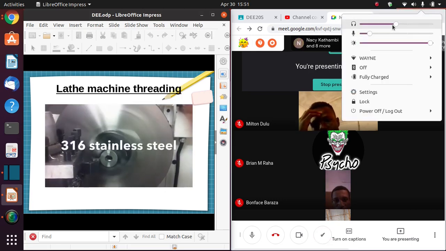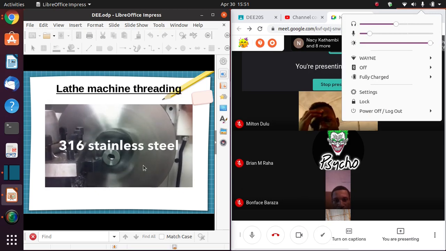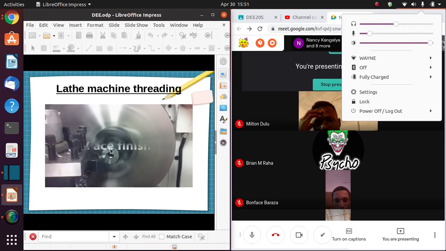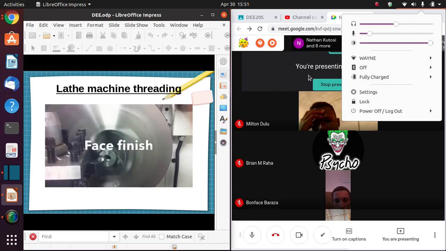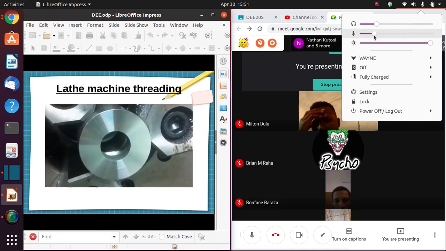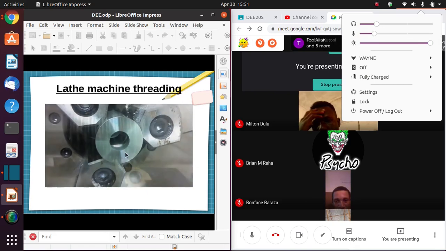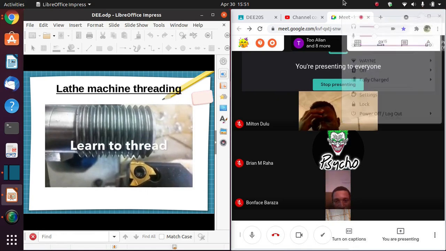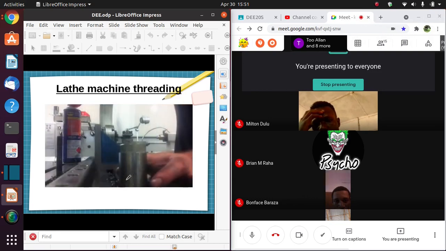Now this is the lathe machine. Unaweka chuma yako katika maeneo yake, una set gear yako and you start the machine, inaanza ku rotate. Now whatever is happening right now is known as machining processes. Specifically that is facing. You are reducing the length by cutting across the face of your metal.